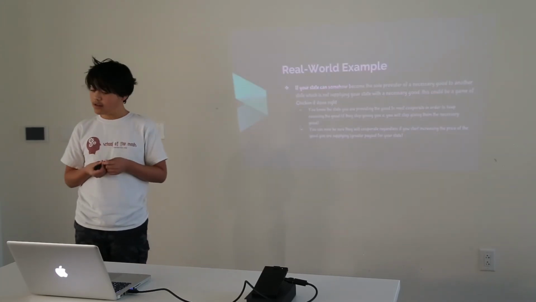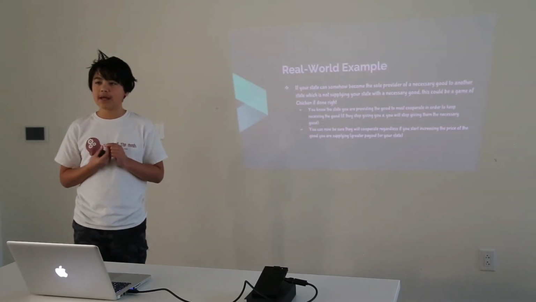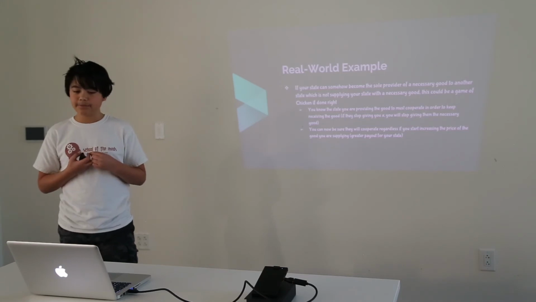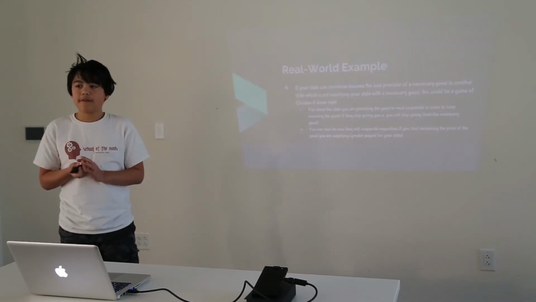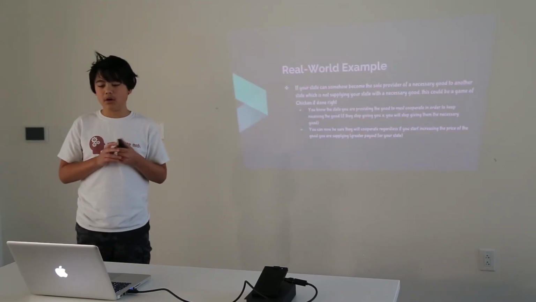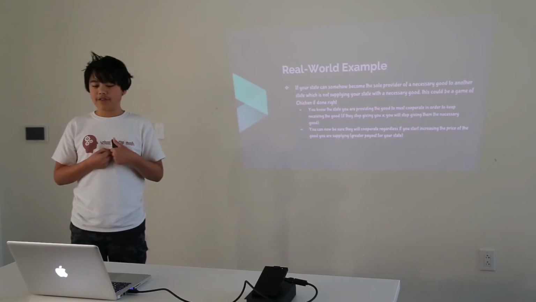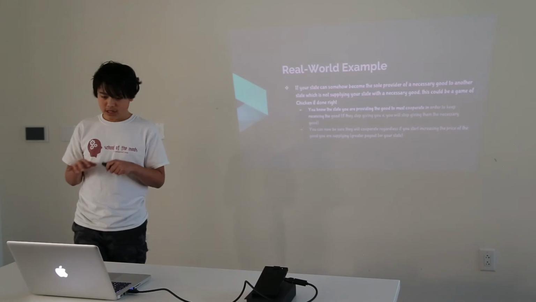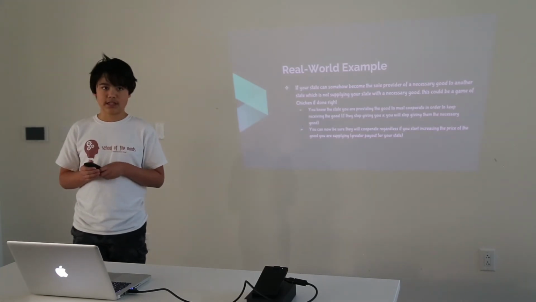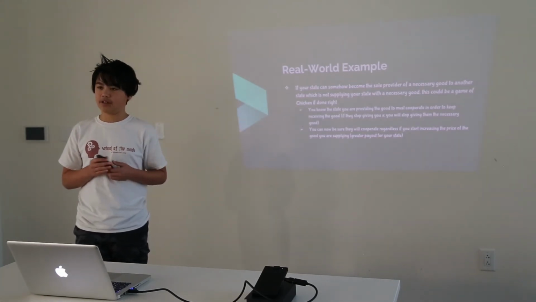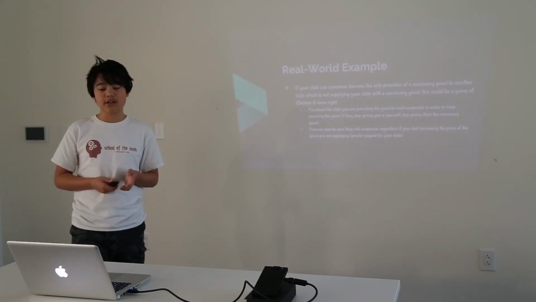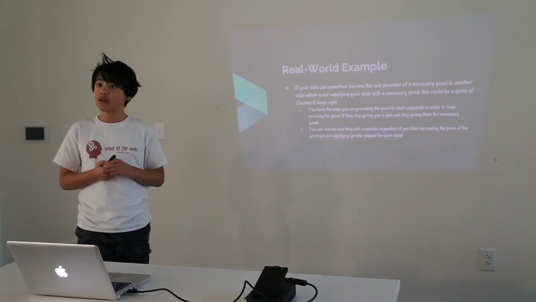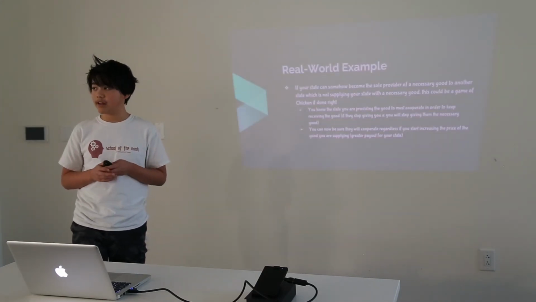So if your state can somehow become the sole provider of a necessary good to another state which is not giving you something necessary, you can make this a game of chicken if you do it right. You know the state you're providing a good to must cooperate in order to keep receiving it, so if they stop giving you X, which you do not need, you can go 100% without it. You stop giving them something necessary. So you can now be sure they'll cooperate regardless if you start increasing the prices of the good you're supplying, which means a greater payout for you.